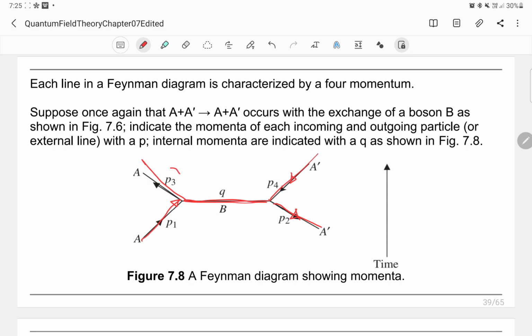But then again, it's not P1 and P1, you have to indicate a P3, because it doesn't necessarily mean that the momentum is conserved on the external lines. However, you must know that if you want to conserve the four-momentum, P1 is equal to P3 plus Q.